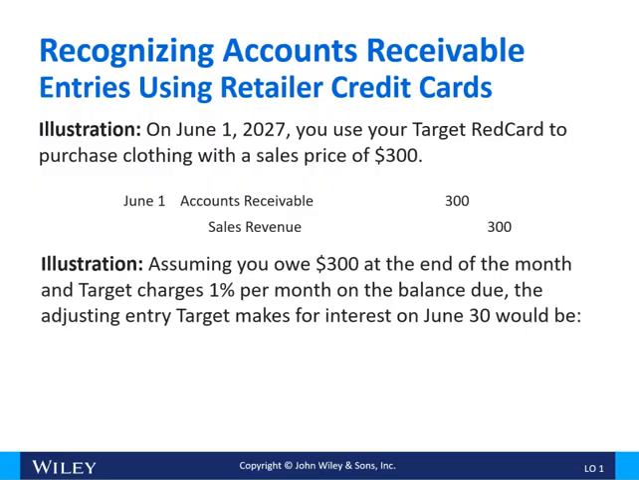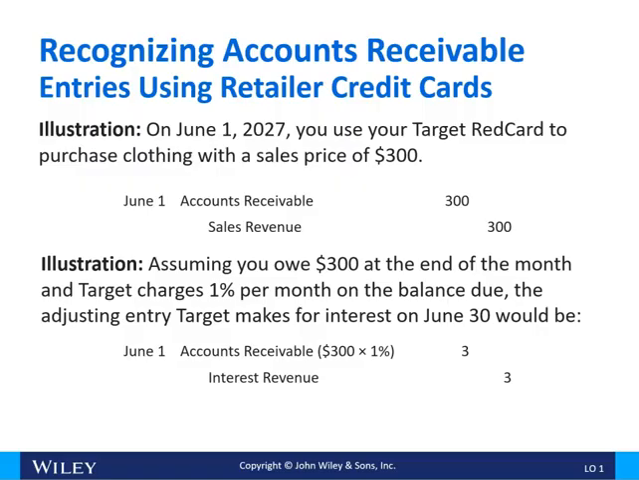Assuming you owe $300 at the end of the month, Target charges 1% per month on the balance due. Target's going to make an adjusting entry to recognize that interest at June 30th, and that's going to be debit accounts receivable, credit interest revenue. So they're charging that 1%. You now owe Target not the $300 for the stuff you bought, but $300 plus the $3 in interest. Target recognizes that revenue. And then when you pay off your bill, you're going to pay the $303.